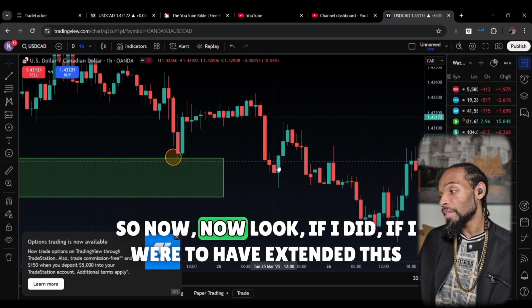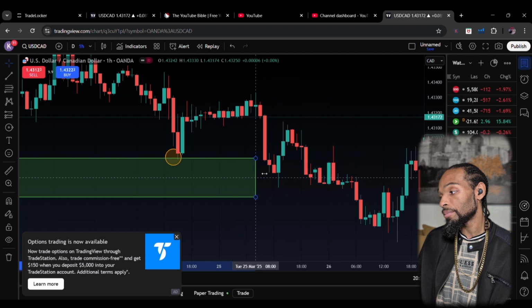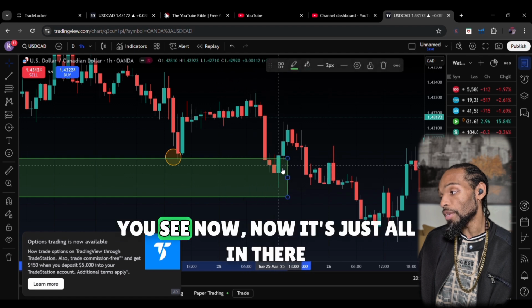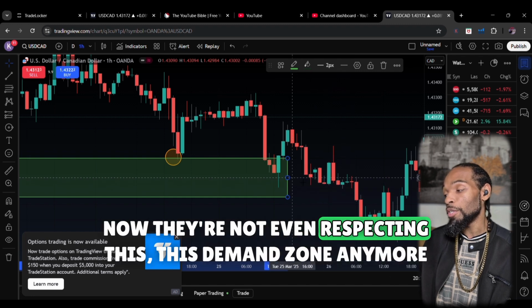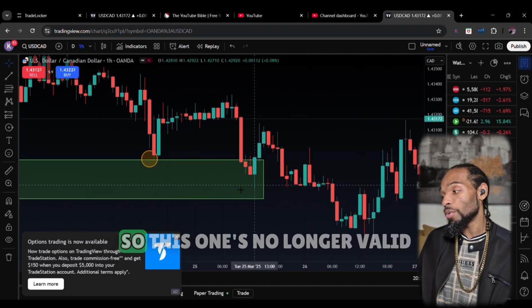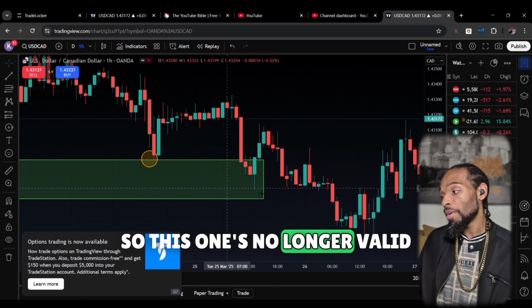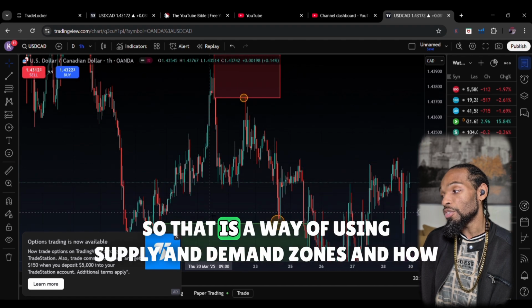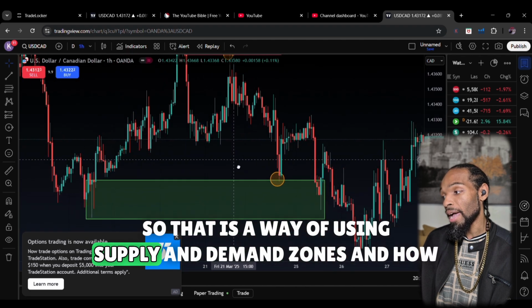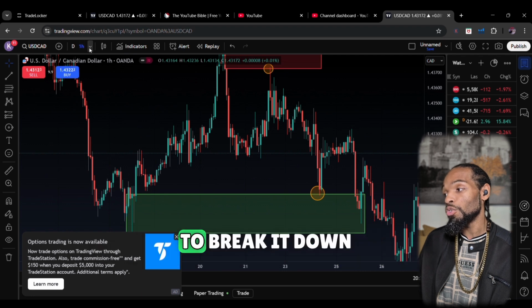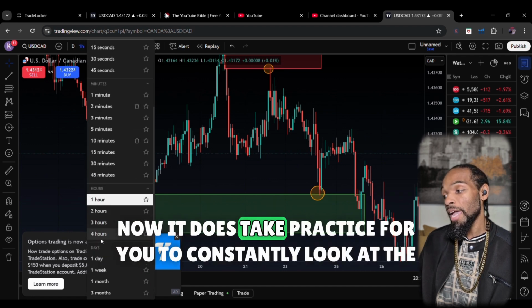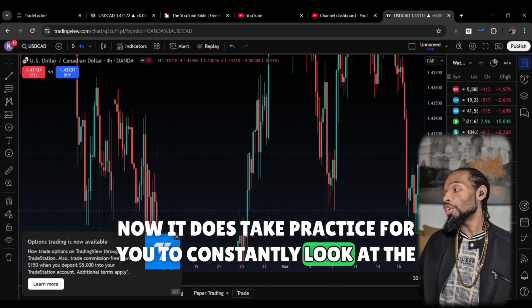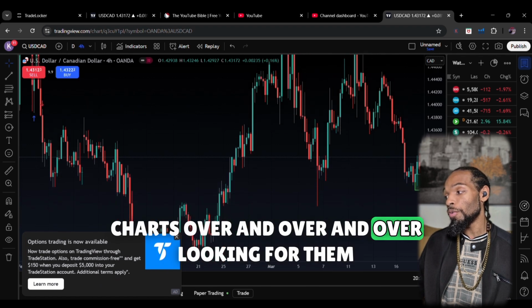So now look, if I were to have extended this some, you see, now it's just all in there. Now they're not even respecting this demand zone anymore. So this one's no longer valid. So that is a way of using supply and demand zones and how to break it down. Now, it does take practice for you to constantly look at the charts over and over and over, looking for them.